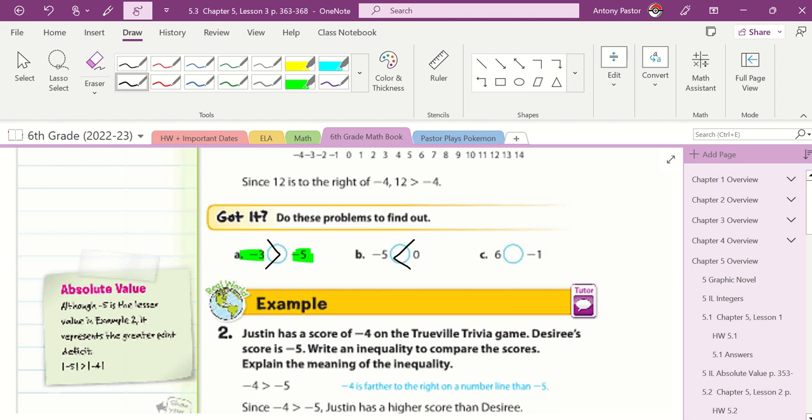And then example C, we have 6 and negative 1. This one's an easy one, with 6 being the greater number because 6 is positive and negative 1 is negative.